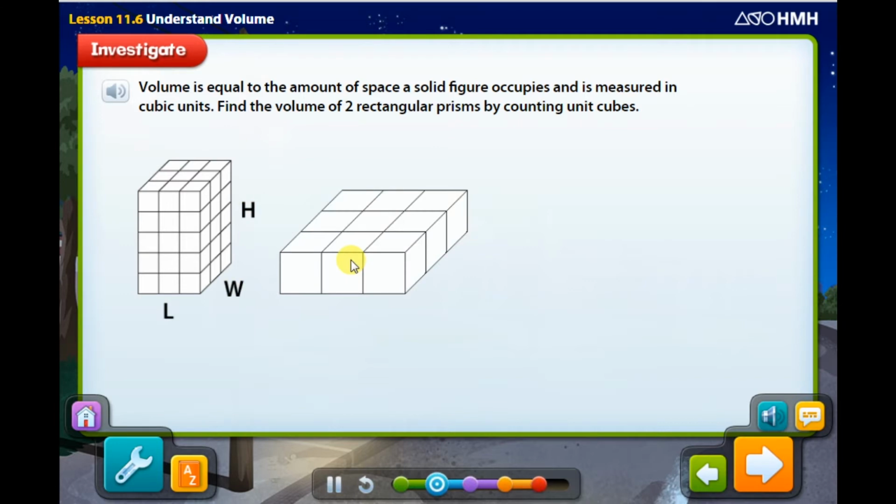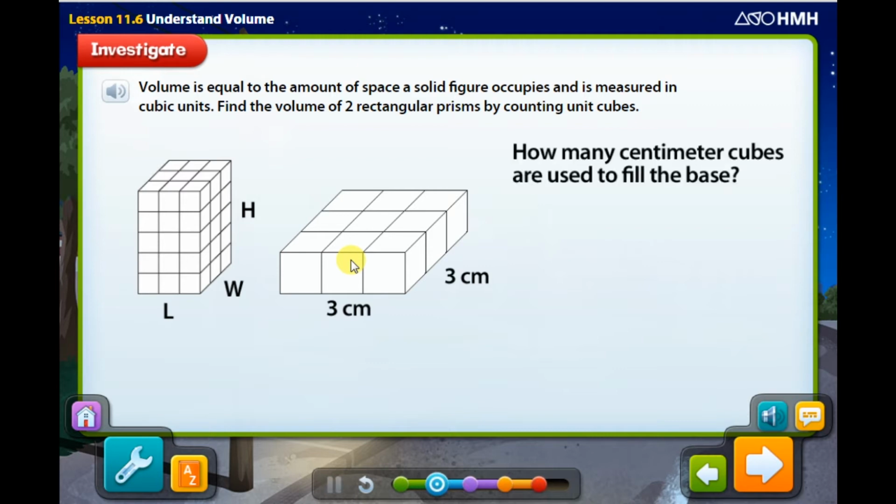To find the volume, start by finding the length and width of the base. Each unit cube has a length, width, and height of 1 centimeter. The length of the base is 3 centimeters. The width of the base is also 3 centimeters. To find out how many unit cubes are in the base, multiply the length by the width. How many centimeter cubes are used to fill the base?